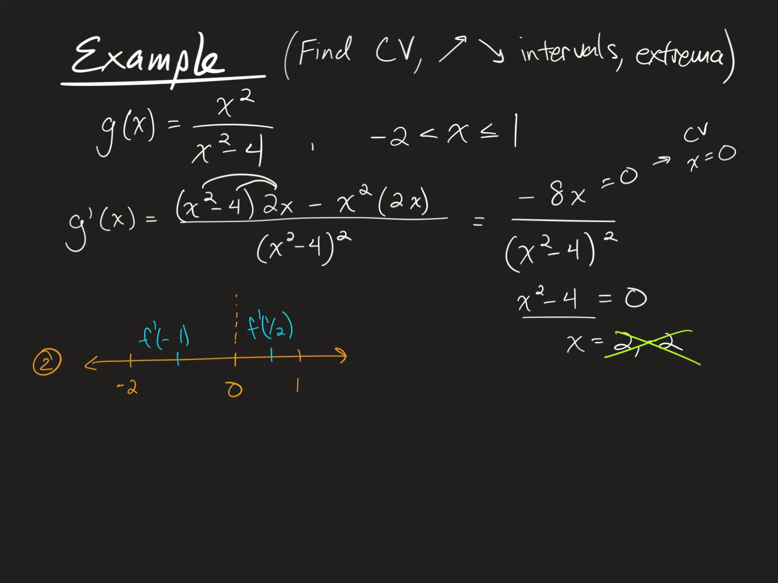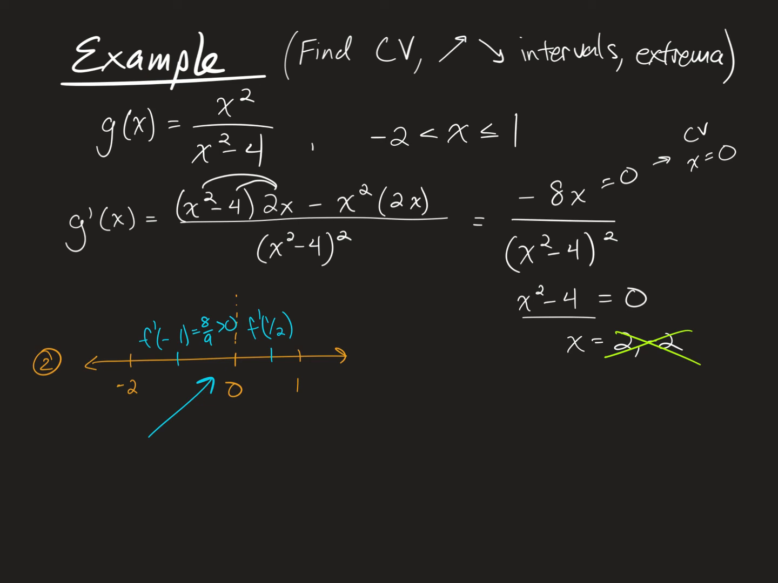So when you substitute negative 1 into the derivative, I can tell you the numerator becomes a positive 8. In the denominator, when you square negative 1 it becomes 1. 1 minus 4 is negative 3. But when you square 3, you get positive 9. So it becomes 8 over 9, which is bigger than 0. So this is increasing from negative 2 to 0.